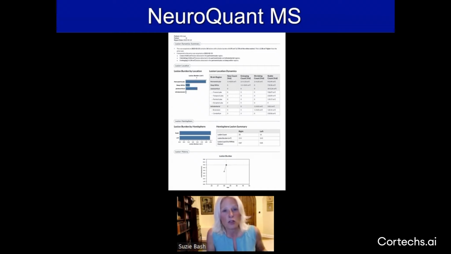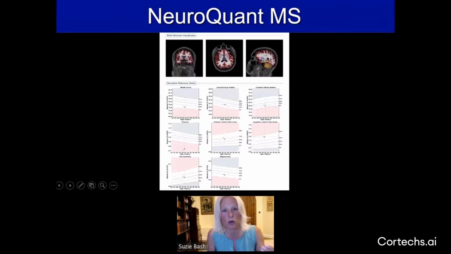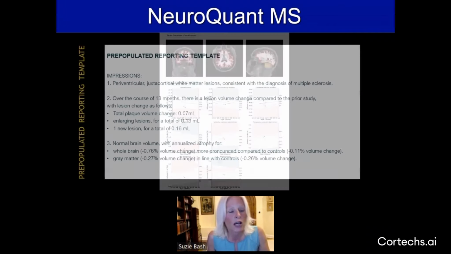This is the second page of the NeuroQuant MS report, and it actually just gives more detail here about lesion burden by location and also by hemisphere, so you can get an idea of whether the plaque burden is symmetric or asymmetric. And then we have a plot graph that describes more the lesion history over time, so you can get a nice visualization from the current to the prior study. And then these are more reference charts here with plot graphs. The current study is in black and the prior study is a gray trail graph here. So you can see how the brain volumes are changing over time.